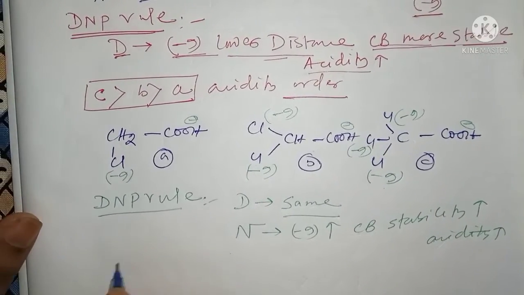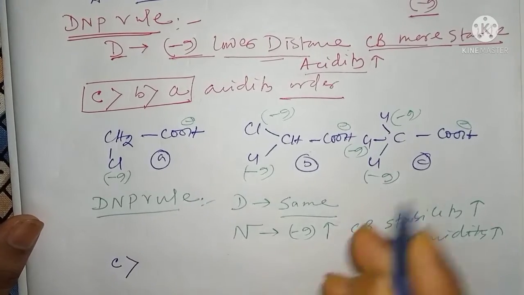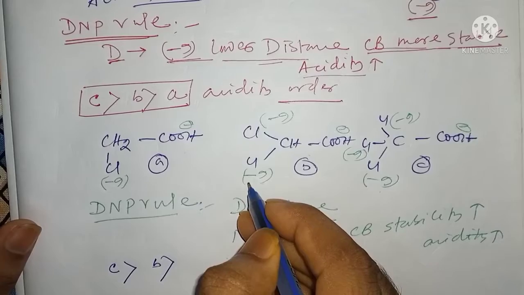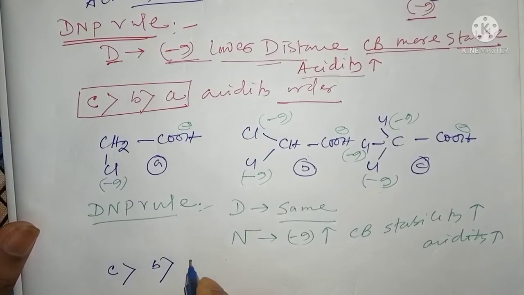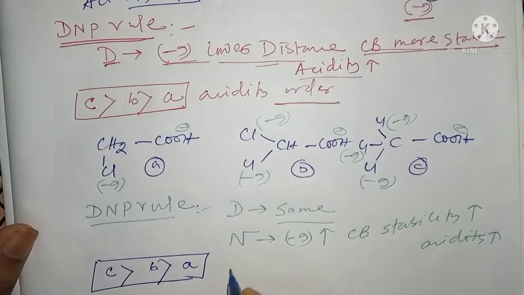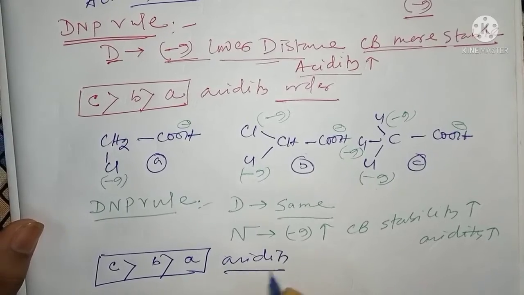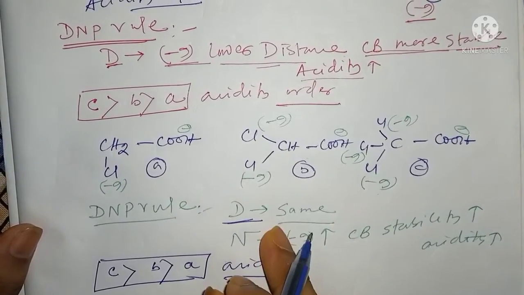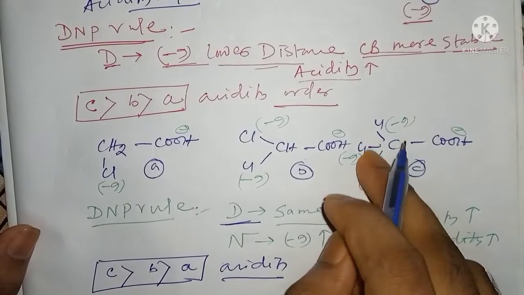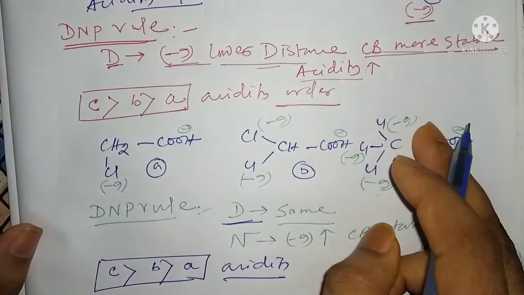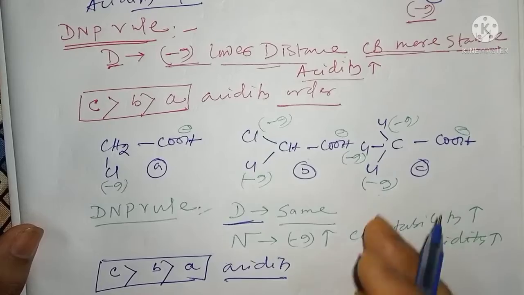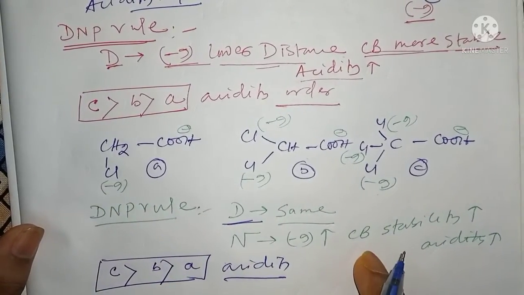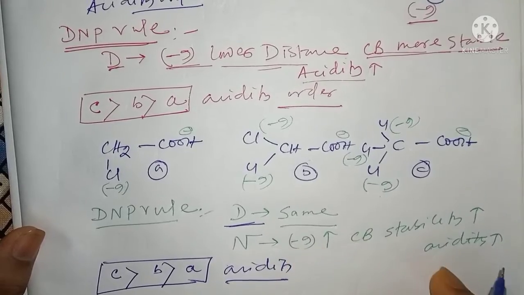So option C is most acidic, then option B because there are 2 minus I effects, then 1 minus I effect, so option A. This is the acidity order. First check distance: same, because the first carbon all have the minus I effect. Then check number: as the number of Cl increases, the minus I effect increases, conjugate base stability increases, and acidity increases.